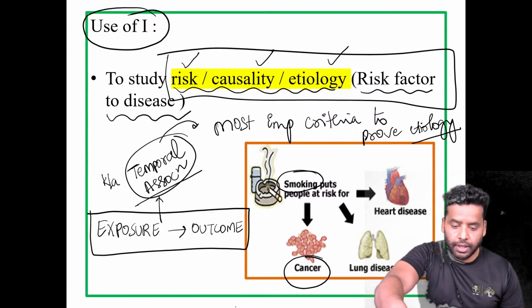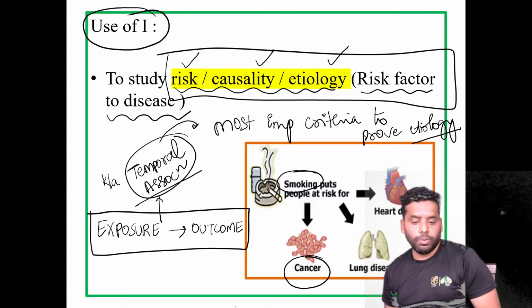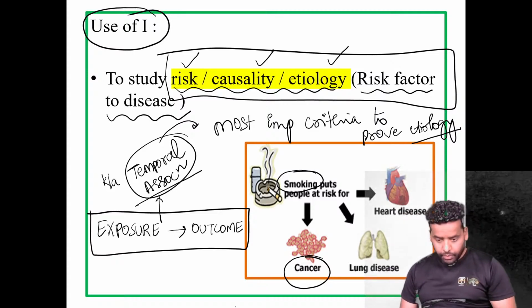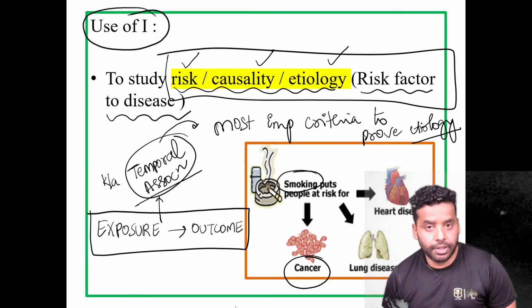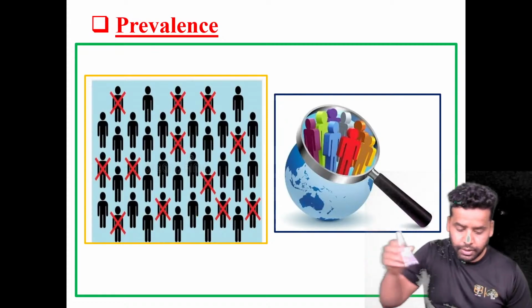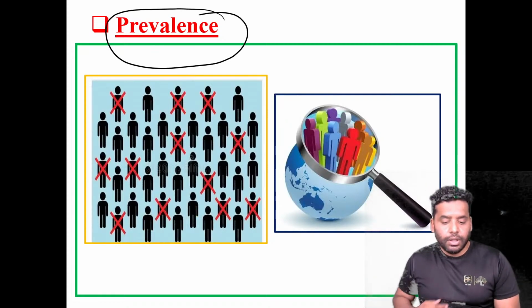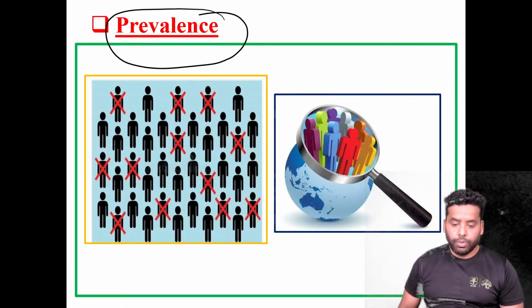What is existing cases at one point of time? Tell me. What is existing cases at one point of time? Prevalence. Very good. Right, next point. Prevalence. Existing cases at one point of time.